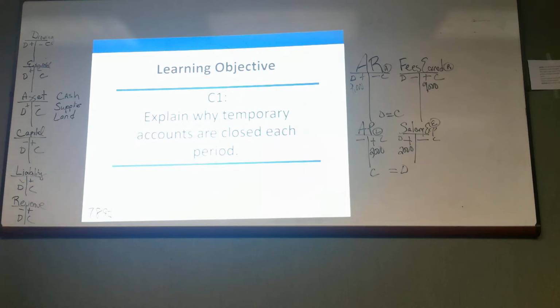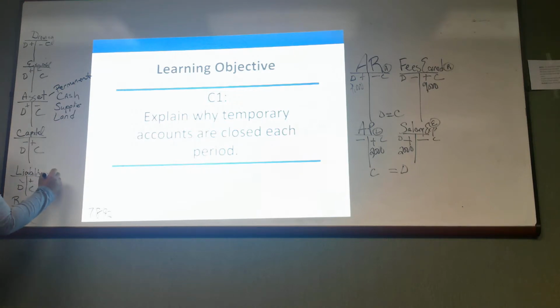How much do you have in supplies? $2,000. So asset accounts are permanent accounts, meaning that on December 31st or January 1st, that cash balance is not going to change unless there's a transaction that changes it.